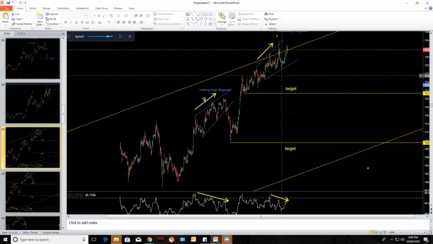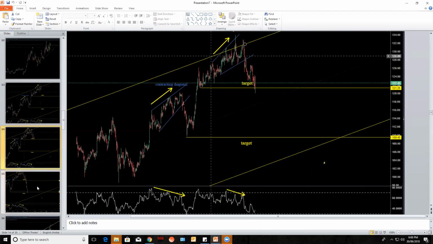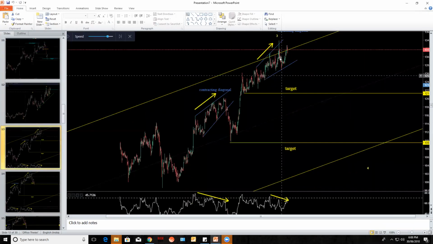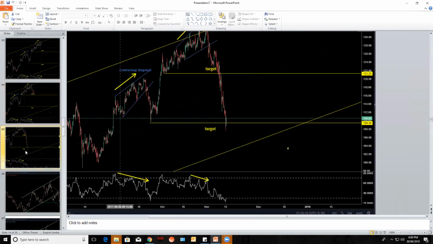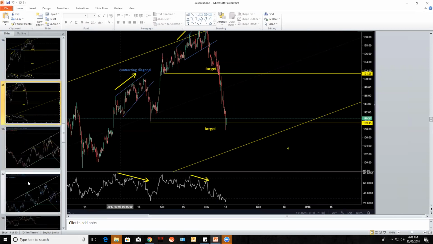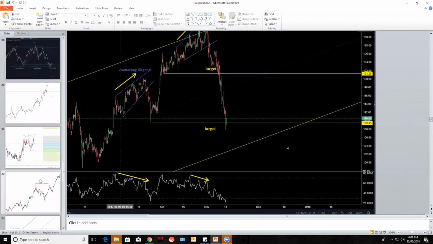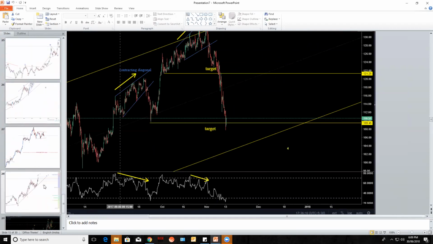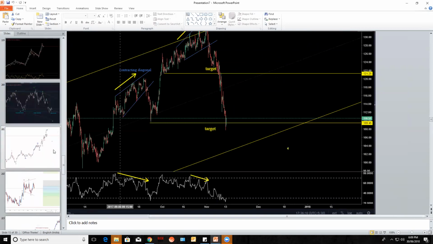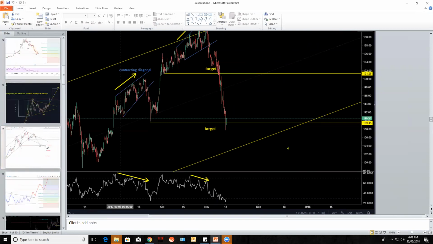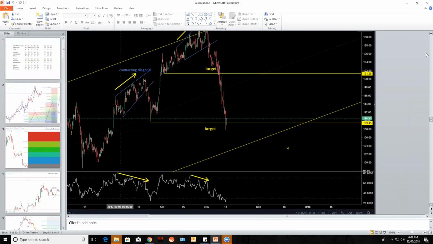This might be ACC, the first target. This was a chart which I was making, the contracting diagonal. After that there is one more diagonal. This is target one, and this is target two. Target one, target two. Beautiful, right? I will show you if I have any. No, I didn't have, but if I have any, I will show you how exactly the ending diagonals work.